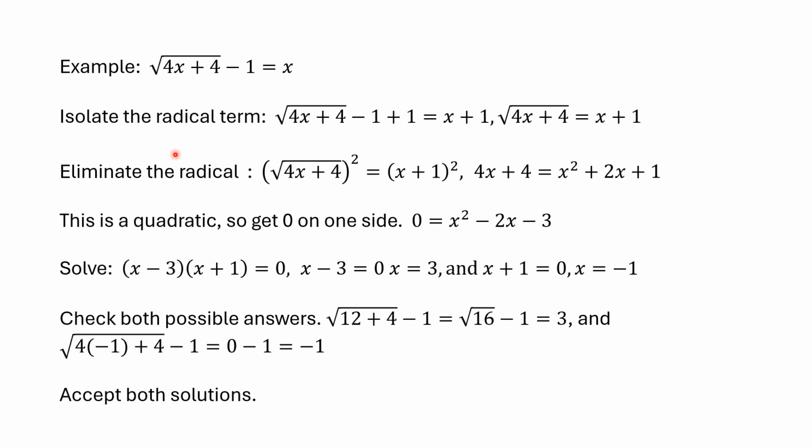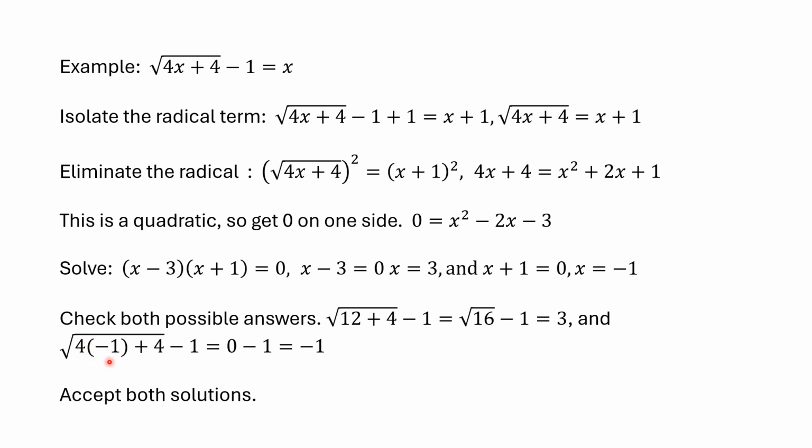So I have the square root of 4 times 3 plus 4, which is 12 plus 4, minus 1. So I got the square root of 16 minus 1, and the square root of 16 is 4. 4 minus 1 is 3. On the other side, if I plug a 3 in, I get 3. So this one checks.